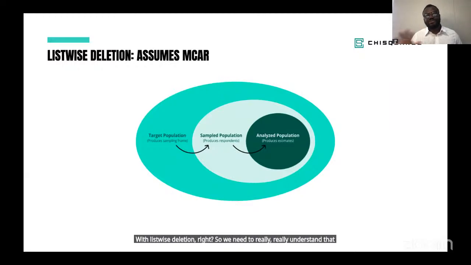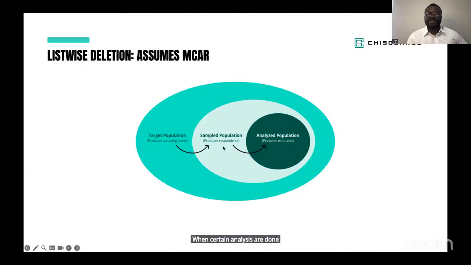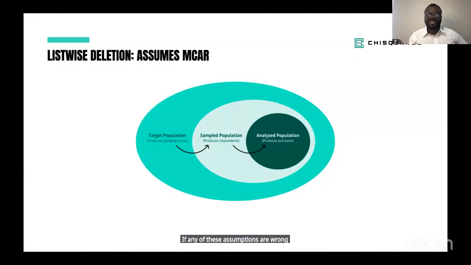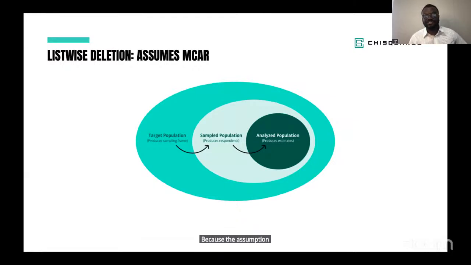At the end of the lecture, we're going to look at a framework to make decisions. But for now, we just want to understand, at least intuitively, what is going on and what the assumptions are when certain analyses are done. So in this image, for example, where we analyzed data sets, the individuals who remain, we are assuming that they are completely exchangeable with the entire original data set, and that is exchangeable with the original population from which we sampled. If any of these assumptions are wrong, then you have no business doing listwise deletion, right? Because the underlying assumption for listwise deletion is MCAR, missing completely at random.